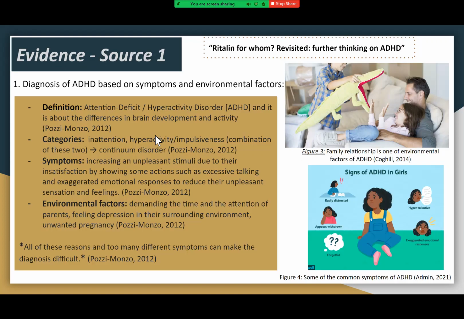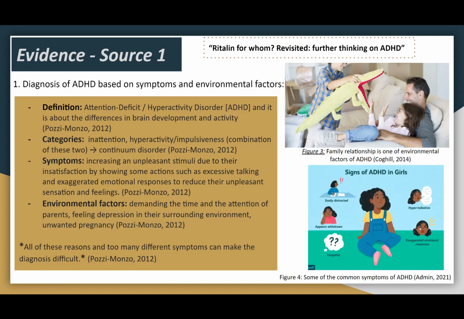My first source explores a definition of ADHD, which is about the differences in brain development and activity, and is divided into three categories, including inattention, hyperactivity, and impulsiveness, that are combined with each other. So, ADHD is a continuum disorder which shows the unpleasant stimuli due to dissatisfaction. Therefore, the symptoms of ADHD are excessive talking and exaggerated emotional responses to reduce their unpleasant sensation and feelings.